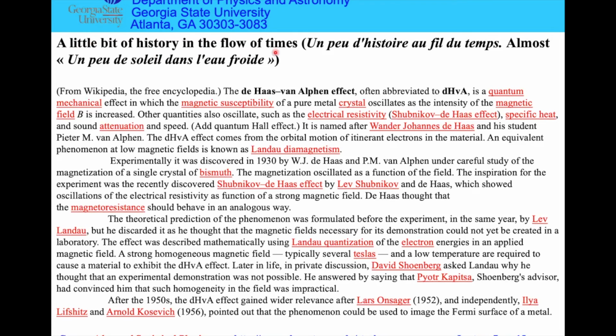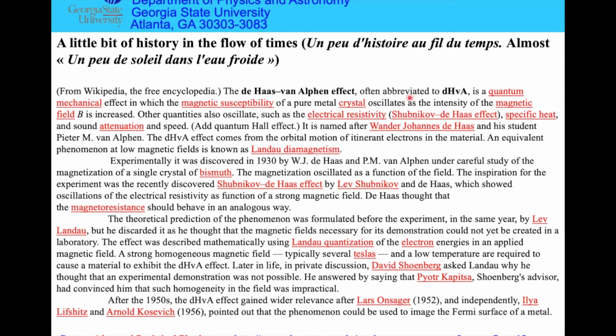Okay, so now a little bit of history in the flow of times. This title is a bit sentimental. It is a copy of the French expression "un peu d'histoire au fil du temps," an allusion to the title of the famous French novel "Un peu de soleil dans l'eau froide." It is a very sentimental novel about midlife crisis and midlife love, and it's nice. I strongly recommend finding the novel. It exists in a good English translation. Also, there is a movie with the same title. It's a classic.